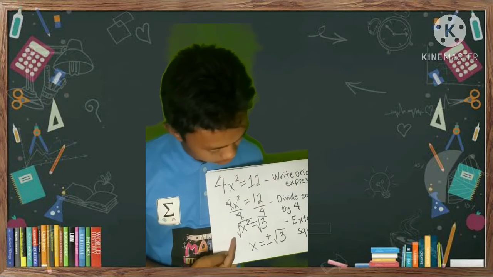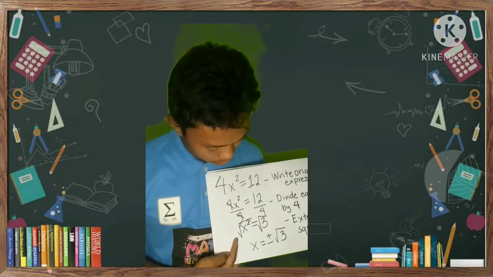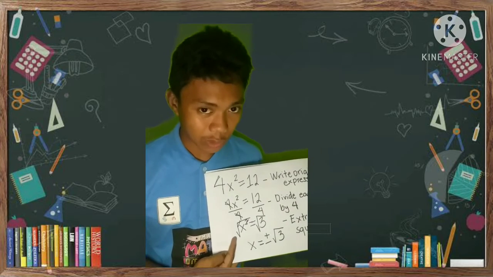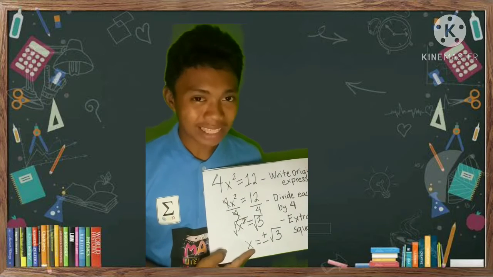In the third step, extract the square root. So the square root of x squared is equal to the square root of 3. The square root of x squared is equal to x. And then the square root of 3 is equal to positive and negative square root of 3.